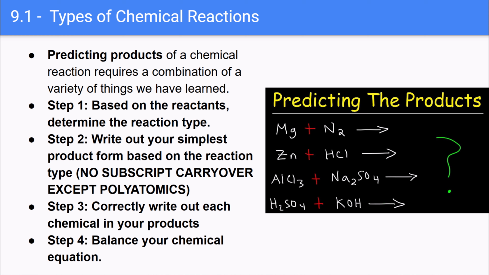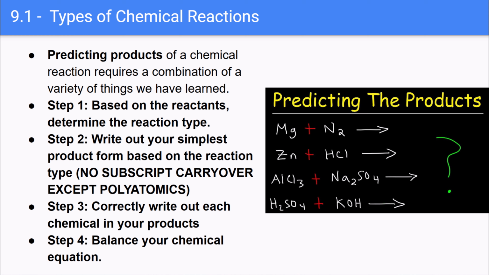The first thing we need to look at is, based on the reactants, determine the reaction type. So remember, we've talked about the 5 different reaction types already. We talked about combination, decomposition, displacement, exchange, and combustion. We can determine what type of reaction we have solely based on the reactants themselves. So that's our very first step.